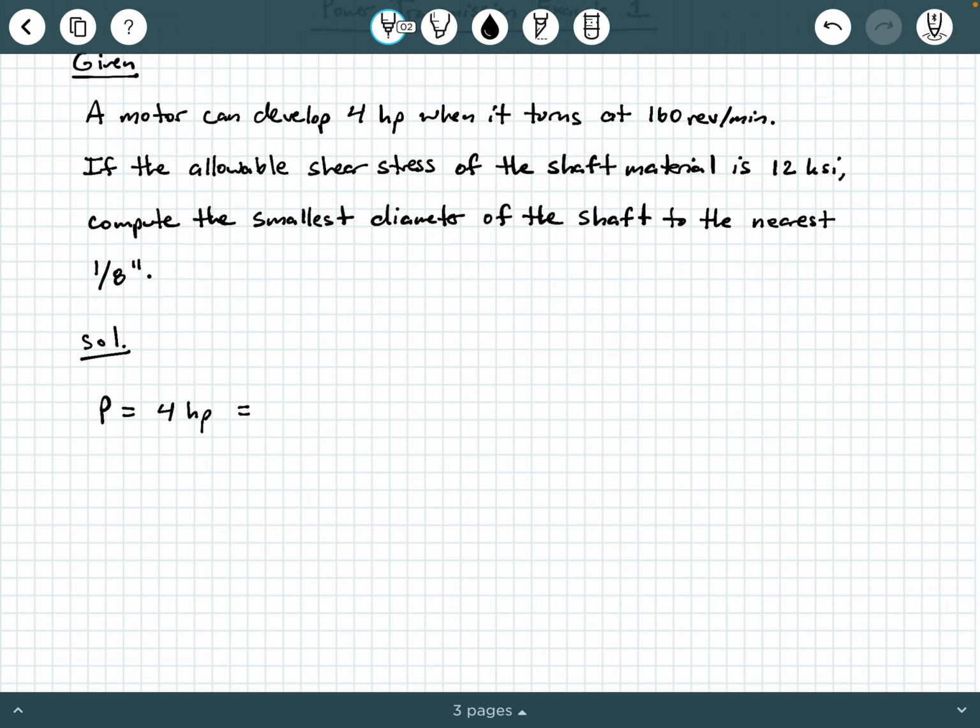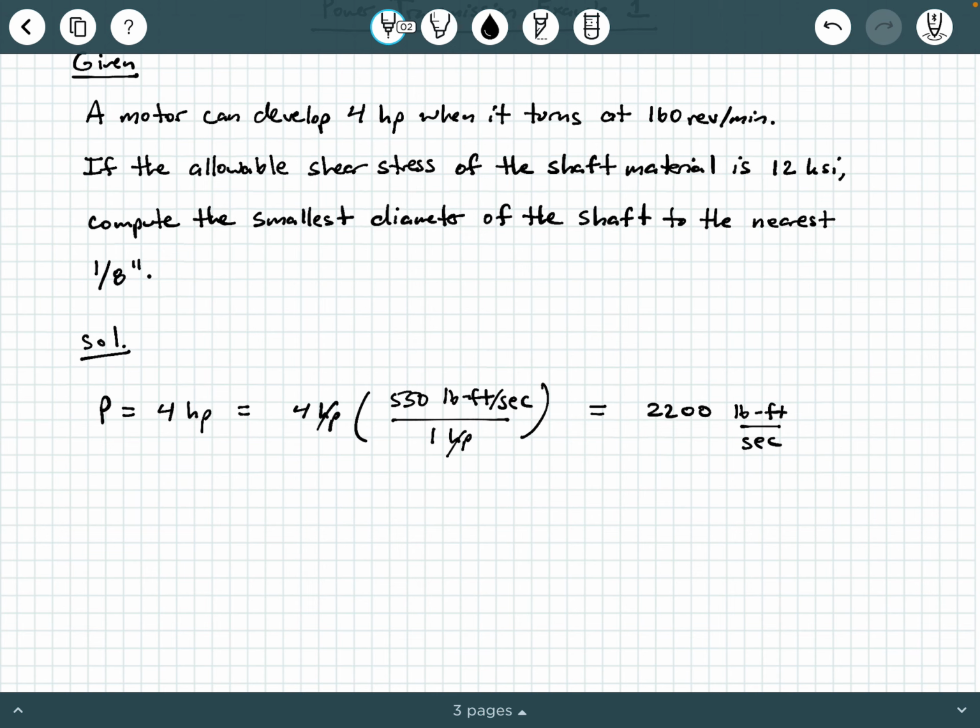We know the conversion from horsepower to pound-feet per second is 550, right? So we're going to say 4 HP multiplied by 550 pound-feet per second divided by 1 HP. That's the conversion factor. So we end up with 550 times 4, and we get 2,200 pound-feet per second as the power converted from horsepower, okay?